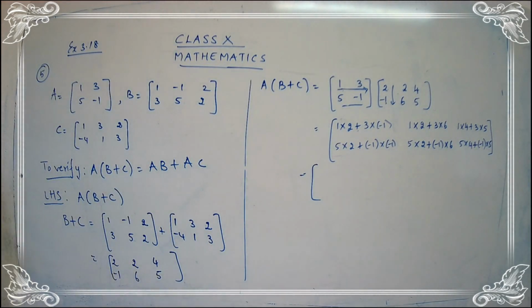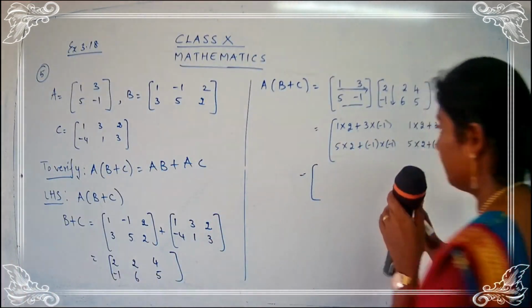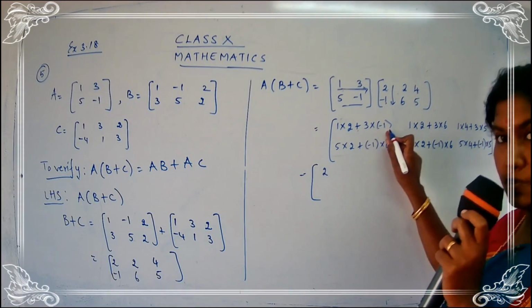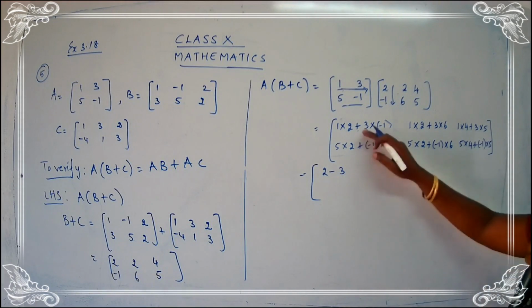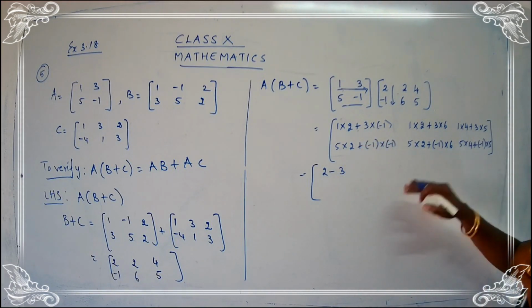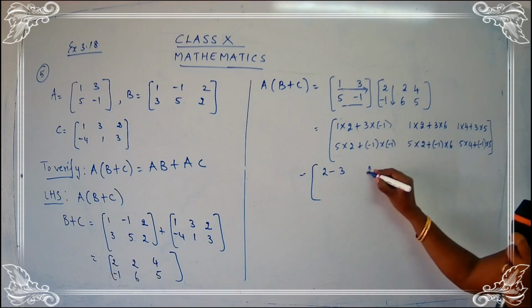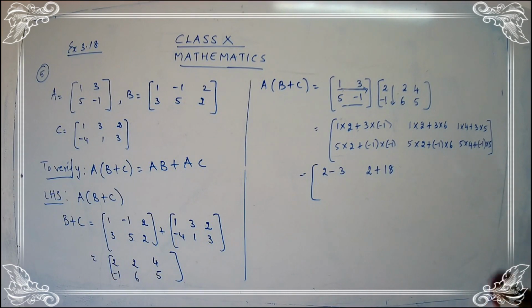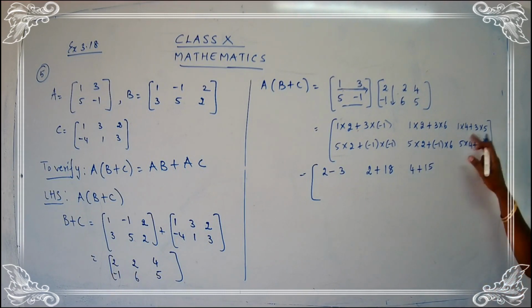Okay, let's continue with the work. So 1 into 2 plus 3 into minus 1. I'm going to simplify here. So 1 into 2, 2. 3 into minus 1, minus 3. Okay, we'll go step by step, no problem. Let us fix this concept properly. So 2 minus 3. 1 2s are 2, 3 6s are 18. 1 4 is 4. 3 5s are 15. So 4 plus 15.